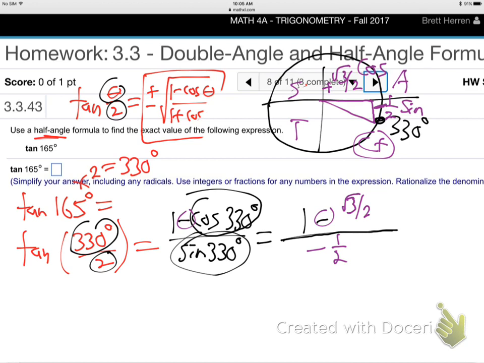What am I going to do to simplify that thing? Take out the two negatives. Oh, no. We can't take out those negatives.